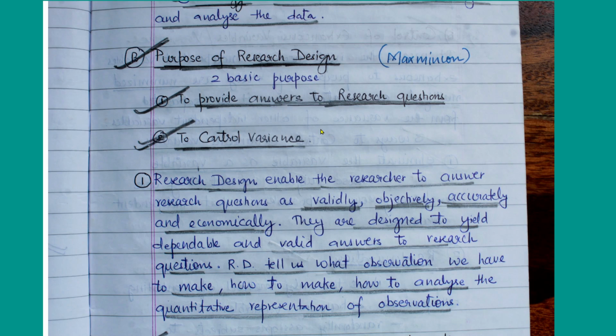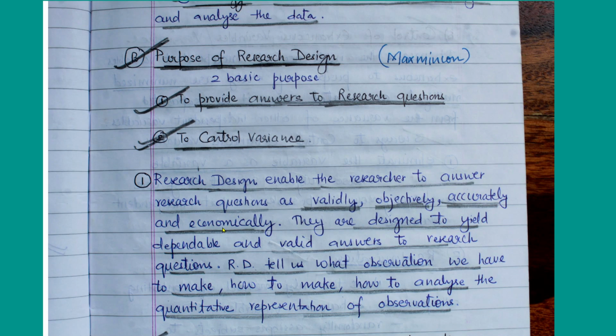So to control that variance, and what type of variance we will control, we will look into it. Always remember two purposes: to provide answers to research questions, and to control variance. Now please read this: research design enables the researcher to answer the research questions as validly, objectively, accurately and economically as possible.